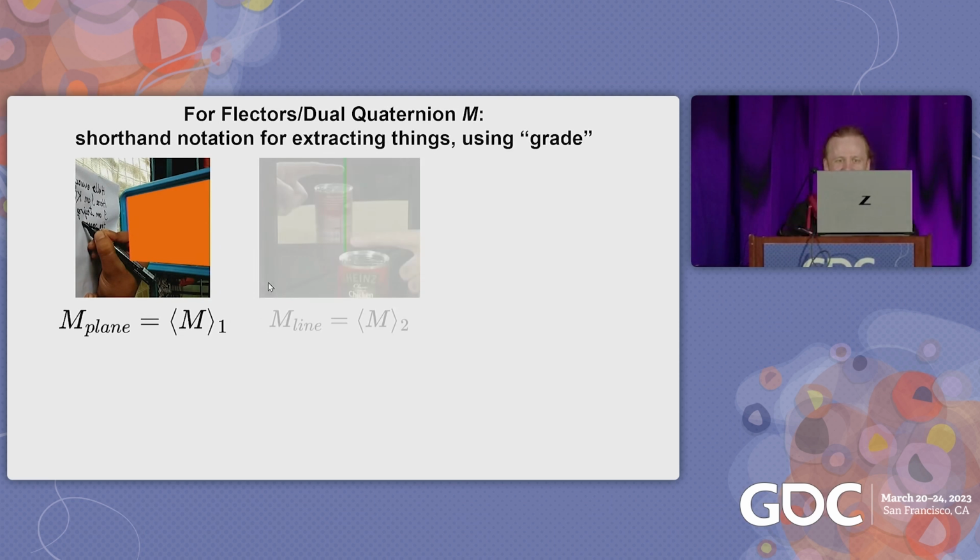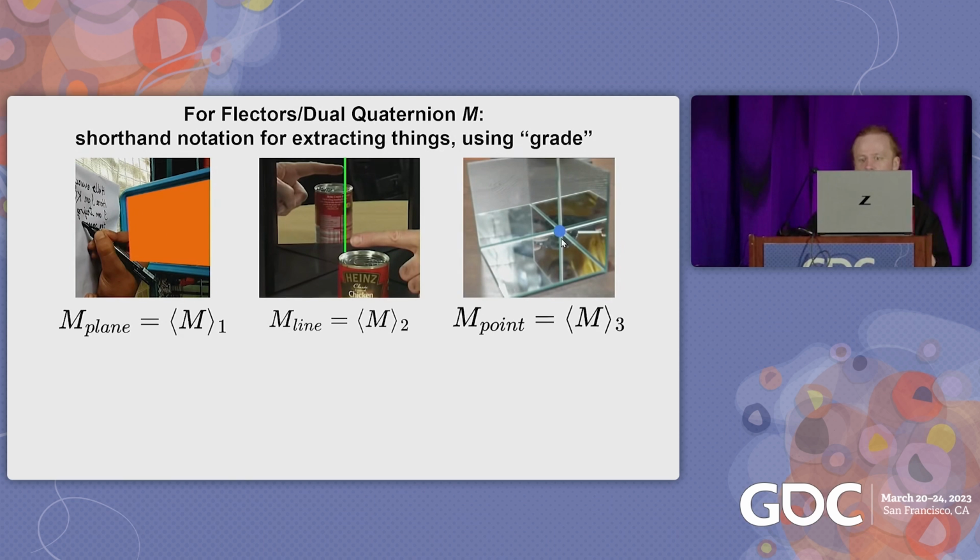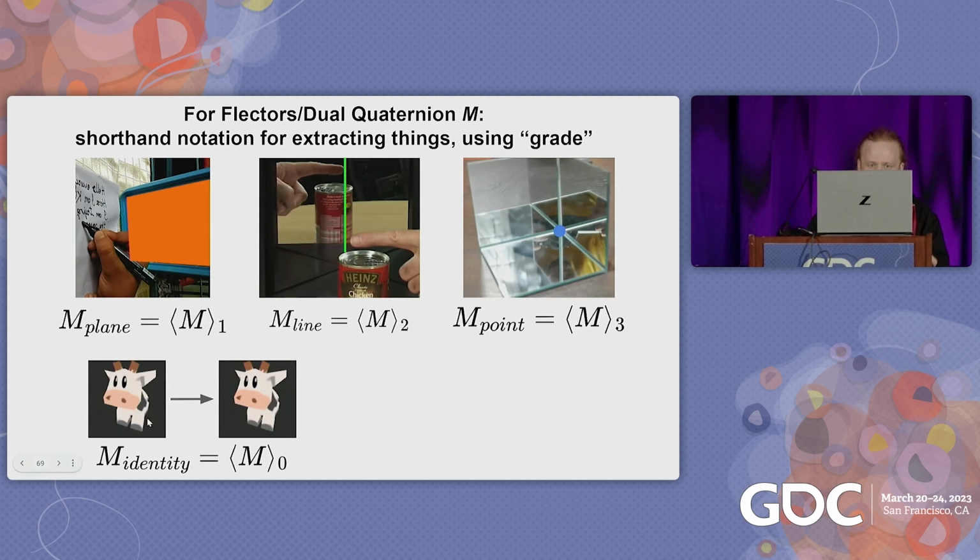That sounds like a boring thing to say, but a line, if you want to extract the line part of M, if M was a dual quaternion, for example, then you'd extract that with this, and we put a 2 here because a line can be created with reflections in 2 orthogonal mirrors. A point, which you might extract from a rotoreflection or a transflexion, would be a grade 3. So because it's the intersection of 3 planes, or rather, a point reflection is a reflection in 3 planes. How about this? Well, this is the identity transform.